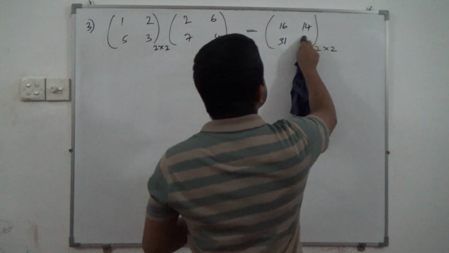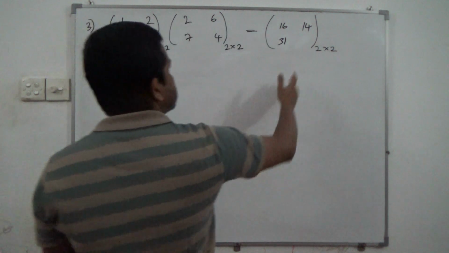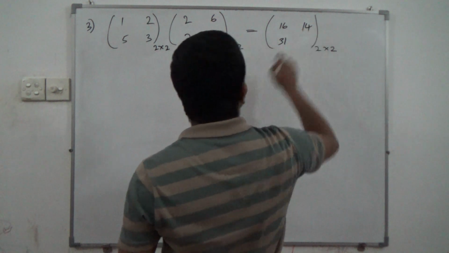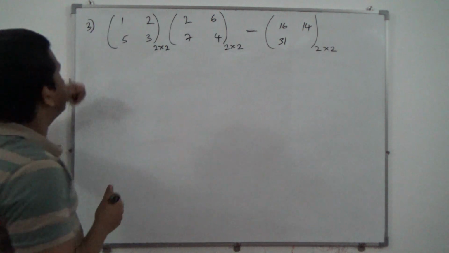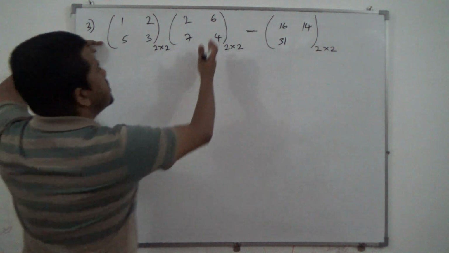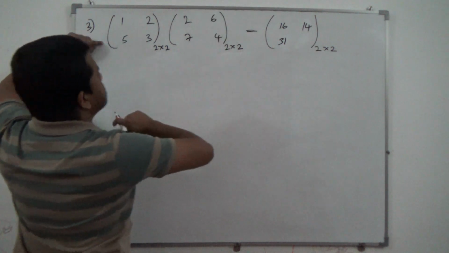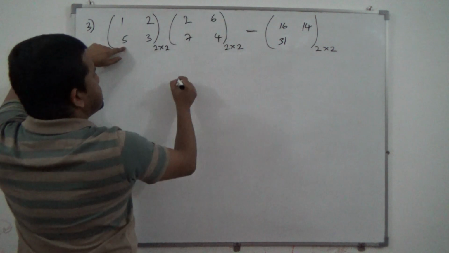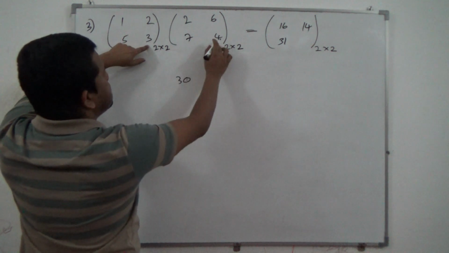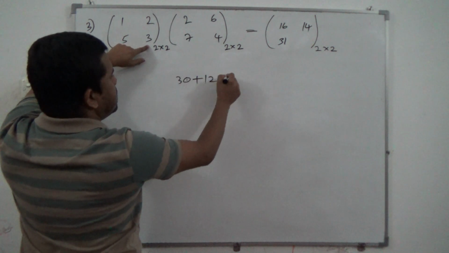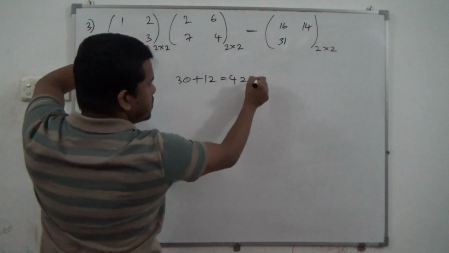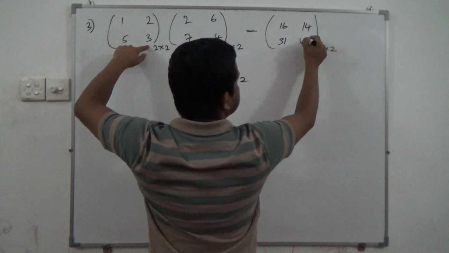Now we have to find this value. This is the second row and second column. So here we have to consider the second row and here the second column. 5 into 6, 30, 3 into 4, 12. The answer is 42. Here we have 42.